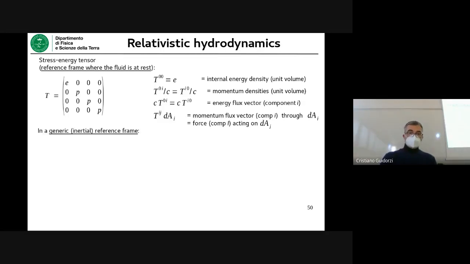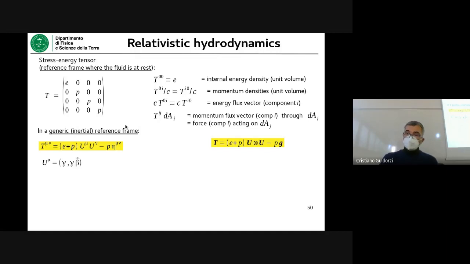I'm not going to comment on this one. This is the stress-energy tensor, where E is the energy density in the comoving frame, the frame in which the fluid is at rest, and P is the pressure. When you move from the rest frame to a generic frame through a Lorentz transformation, where capital U is the four-velocity, this is the more general expression for the stress-energy tensor, in which these are the time-like and space-like components of the four-velocity. It's also a useful exercise to see that in the non-relativistic limit, the spatial part of the stress-energy tensor approaches the stress tensor that we already met in Newtonian hydrodynamics.